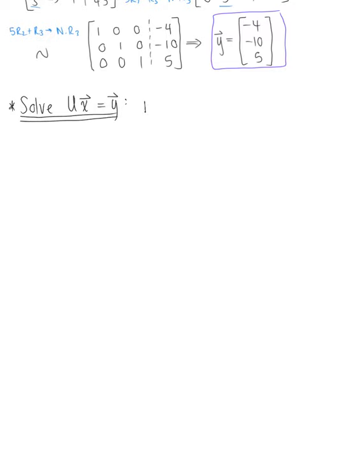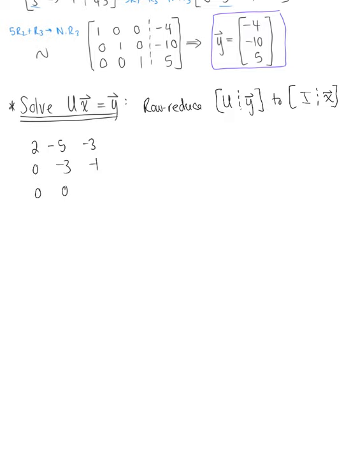And to do this, we are going to row reduce the augmented matrix U with vector y to the identity matrix augmented with vector x. And so plugging this in, we have our matrix U, which is 2, negative 5, minus 3, 0, minus 3, minus 1, 0, 0, minus 1. So there is our upper triangular matrix, and this is augmented with that vector we just found, negative 4, negative 10, 5. And so we are ready to start row reducing here.